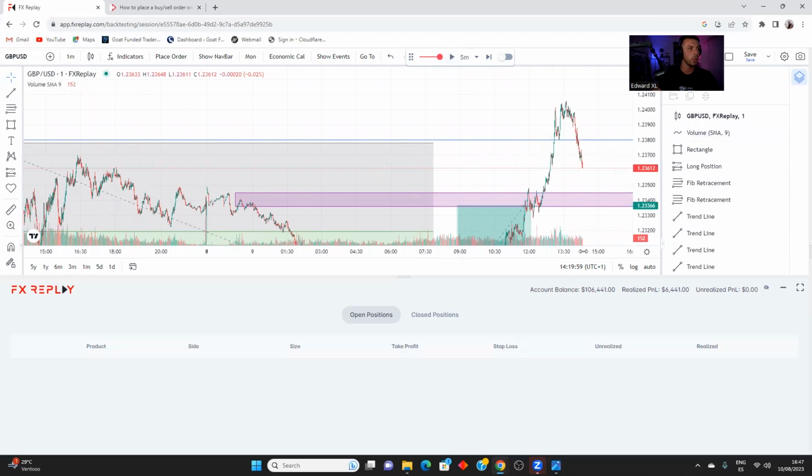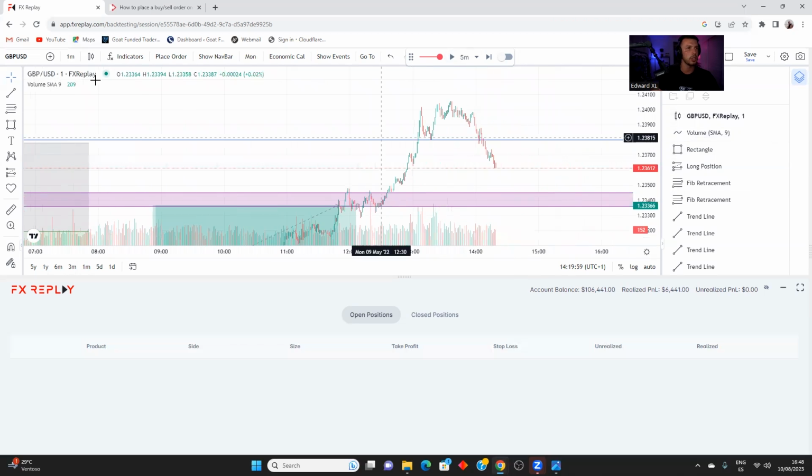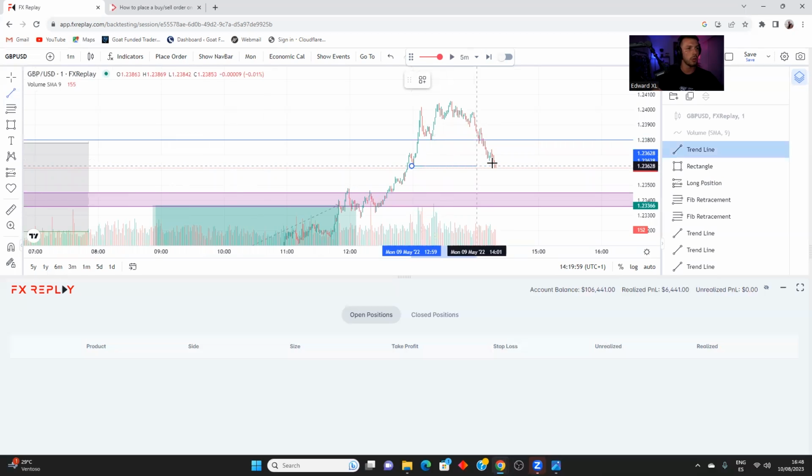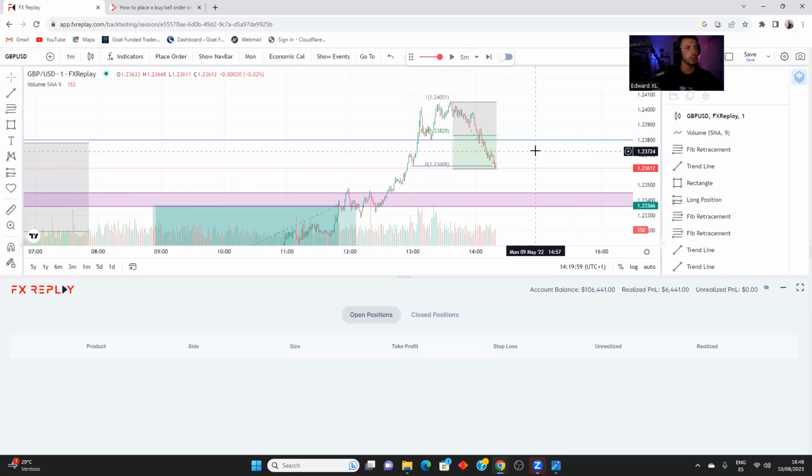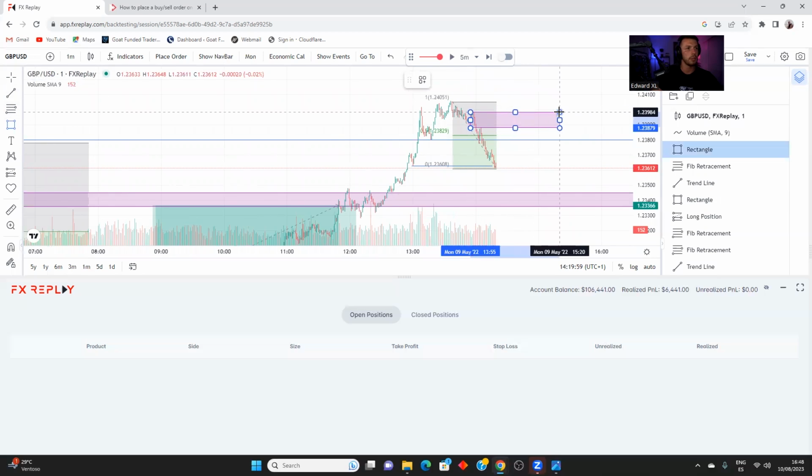Here we do have a confirmation. Let's see if this confirmation holds. My confirmation is down here actually, and I just use the usual 0.5 to look for a possible entry from this supply.